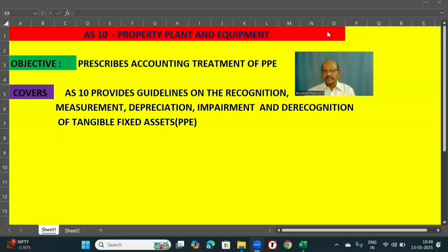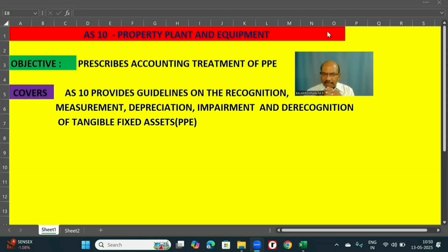The objective of the standard is to prescribe the accounting treatment for property, plant, and equipment so that users of the financial statements can discern information about investment made by an enterprise in its property, plant, and equipment and changes in such investment. Generally, property, plant, and equipment constitute a significant portion of the total assets of an entity. Hence, AS10 is important in the presentation of financial position.